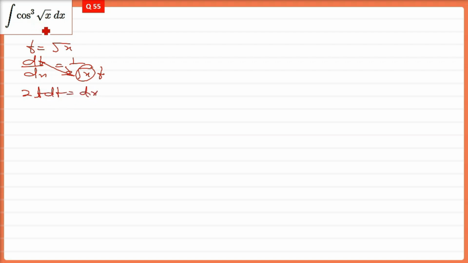This integration in terms of t will be formulated like this. So it will be cos cube under root x will be cos cube t, and in place of dx also we have to write something. It will be 2t dt. So 2 I am taking outside, t here, dt here. So ultimately you have to now integrate t cos cube t, similar to what we have integrated earlier, t sin cube t, the same way. Now integrating cos cube t or differentiating cos cube t will be a problem, or not a problem, but it will be cumbersome.